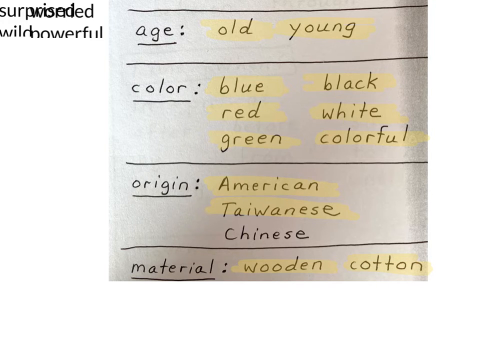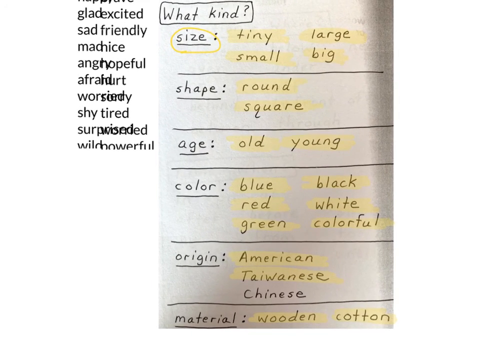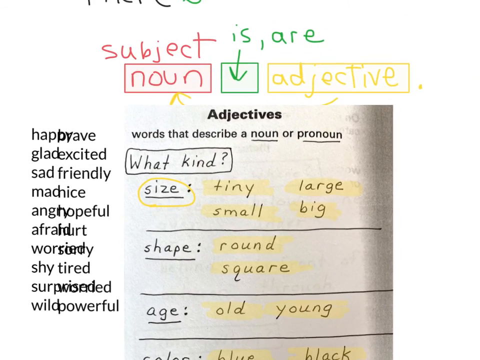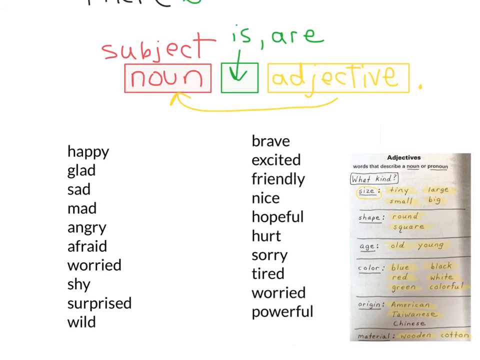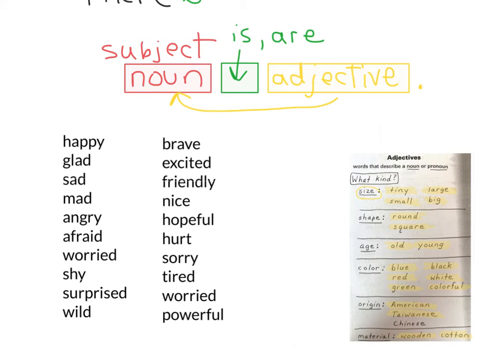All of these words are adjectives that tell us what kind of noun it is. How big is it? What shape is it? How old is it? What color is it? Where is it from? What is it made of? Then we can use words to talk about how someone is feeling. We can say, the girl is happy. Another word that means happy is glad. She is glad.